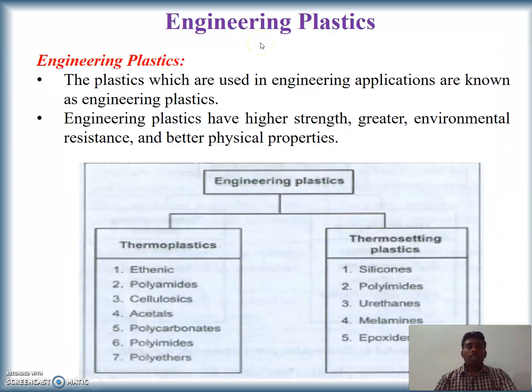Based on the usage in industry, they are called engineering plastics, due to their higher strength, greater environmental resistance, and better physical properties. Again, the engineering plastics are categorized into thermoplastics and thermosetting plastics, listed here. Some of the examples listed here, like polyamide, cellulose, acetals, polycarbonate, etc., are under thermoplastics. And under thermosetting plastics, silicones, polyamides, urethanes, melamines, and epoxides are listed.